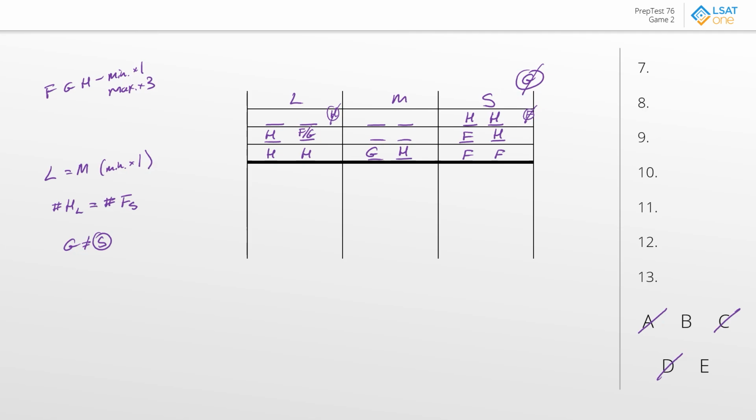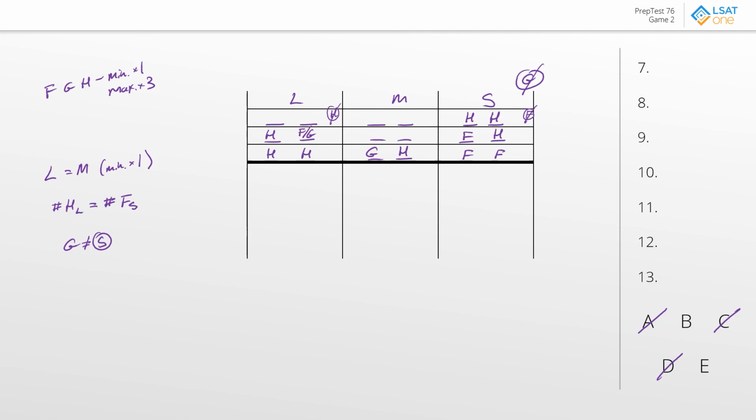Answer choice E does not. So now let's go back to that first rule, which is that for each photographer, we have to have at least 1, max 3. So answer choice B looks like 1 F, 1 F. So that's 2 Fs in total. We have 1 G, 1 G, and we have 2 H's. So that looks okay. We can hold on to B.